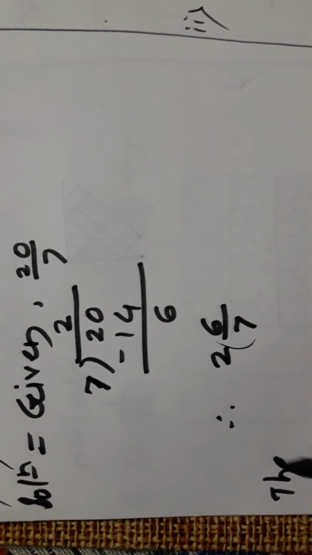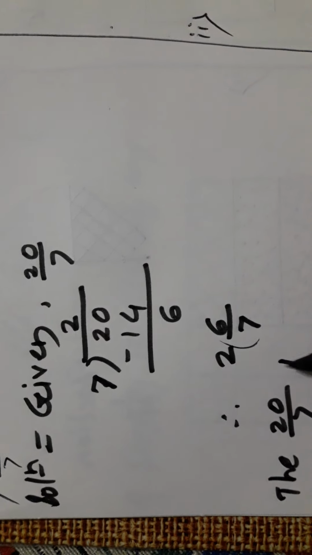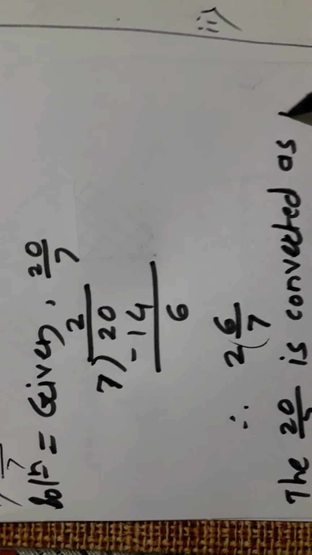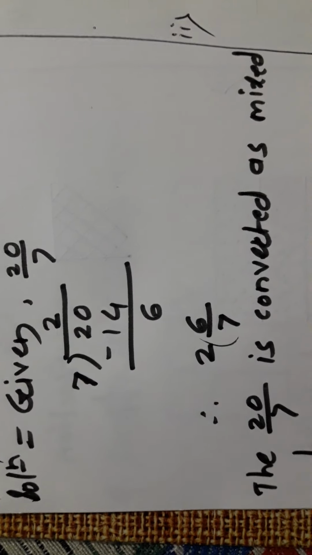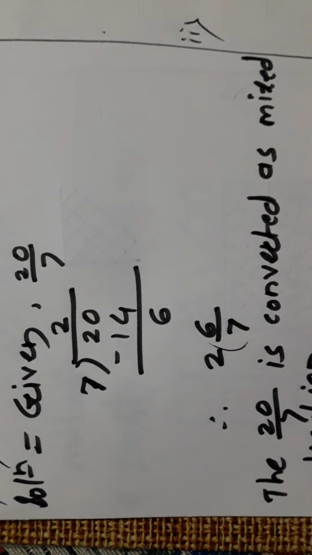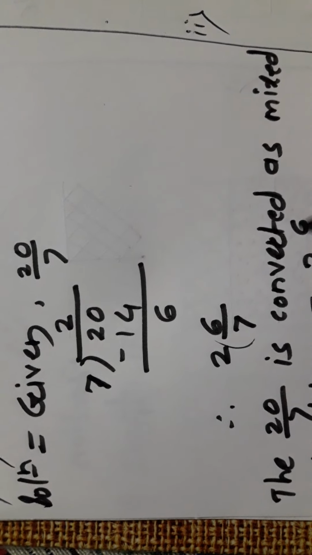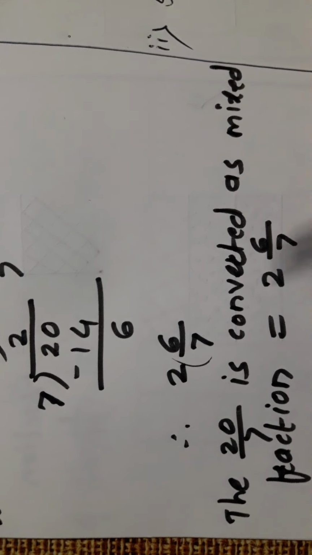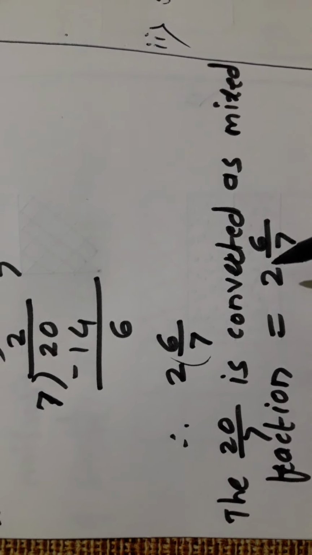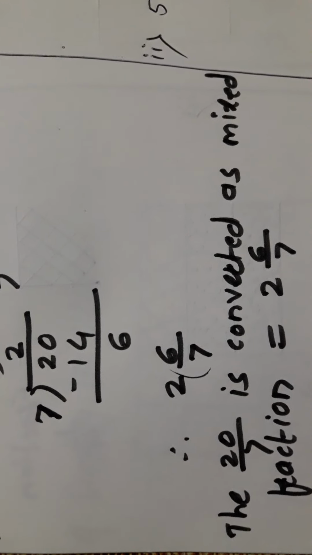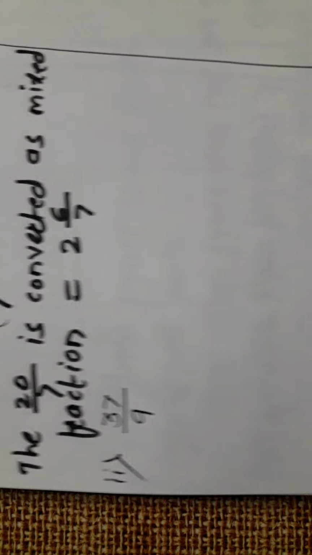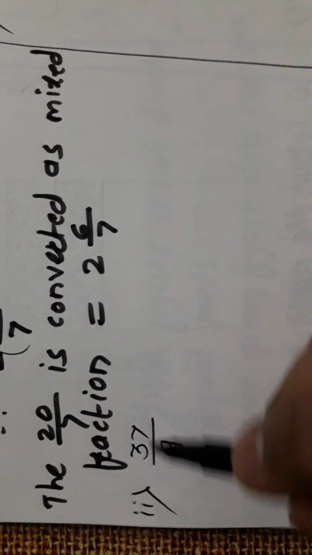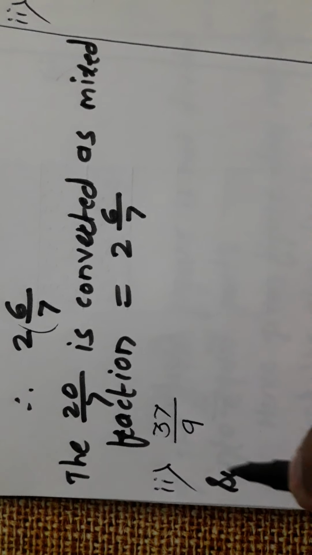Then we can write, 20 upon 7 is converted as mixed fraction, that is equal to 2 and 6 upon 7. Got idea? Next, again one example I took here, 37 upon 9. This is one improper fraction, we are going to convert in the same way.